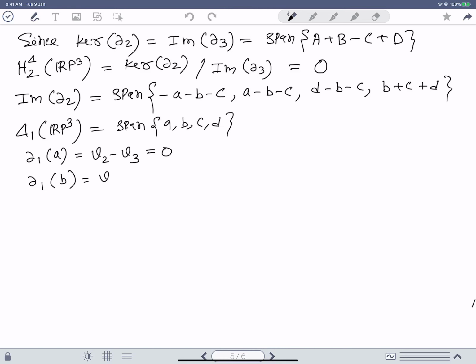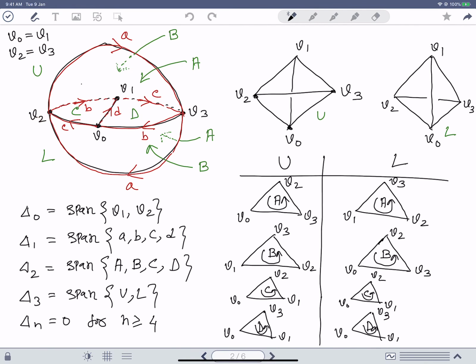That is V1 minus V2. Now what will be del 1 of C? Now look at this one. So C is an edge from V1 to V3, right? Therefore boundary of C will be V3 minus V1, but V3 equal to V2, so we can write it is V2 minus V1.